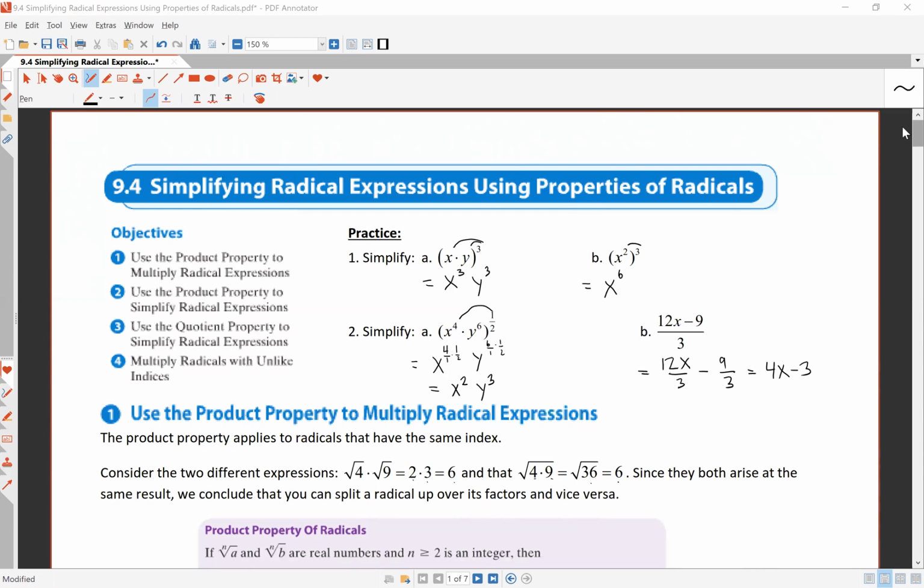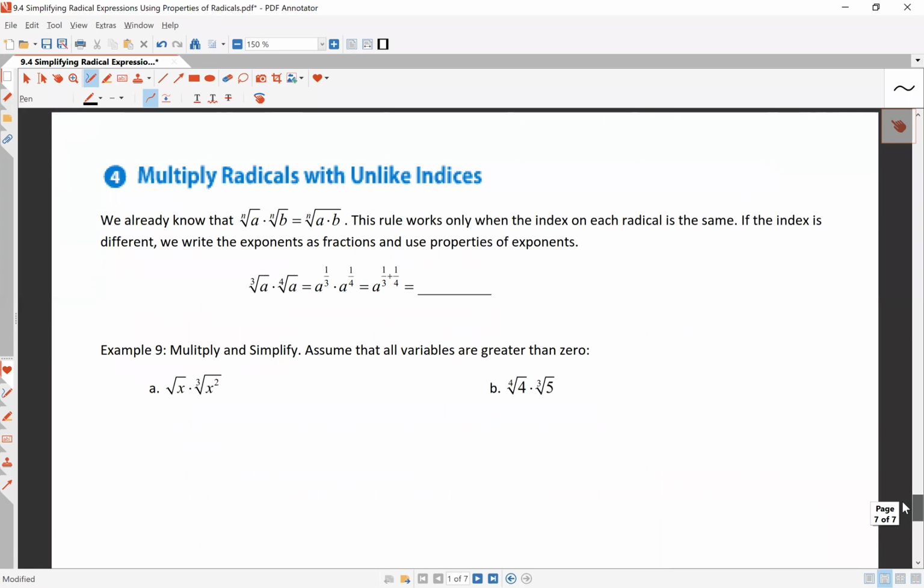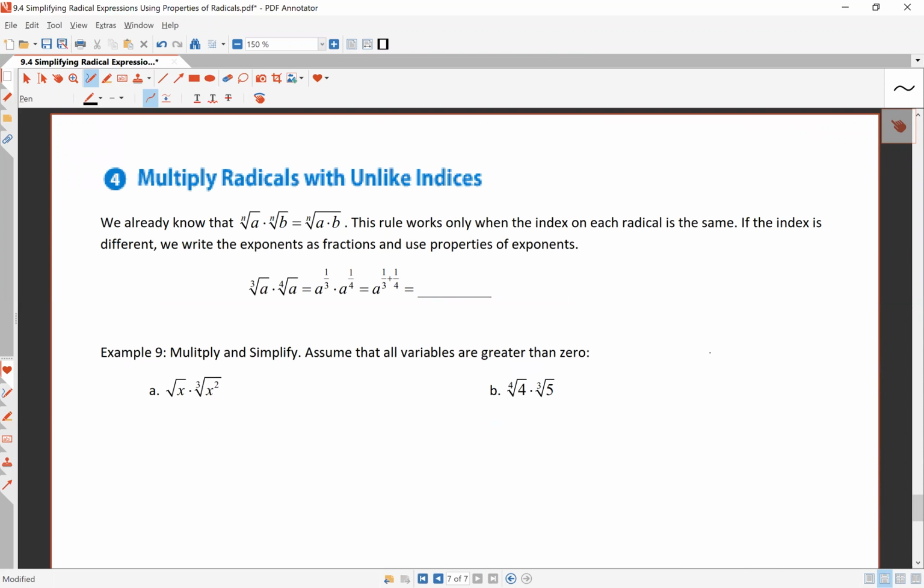What do we do if we have a different index? We already know that if the nth root of a times the nth root of b is given, then we can just put them all under one radical because they have the same index. But if the index is different, we write the exponents back as fractions and use properties of exponents.